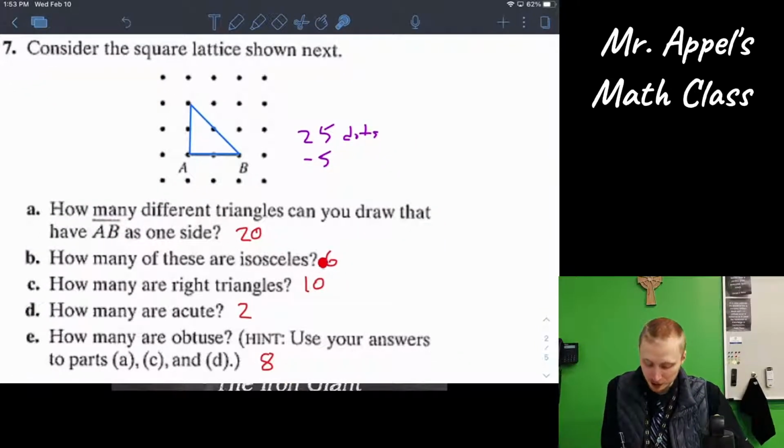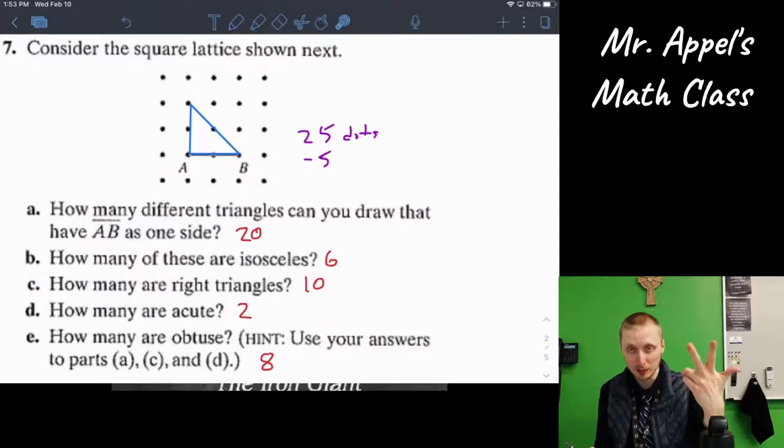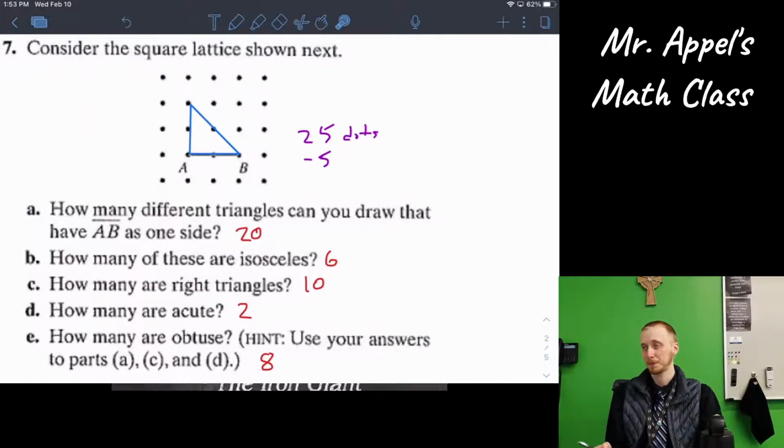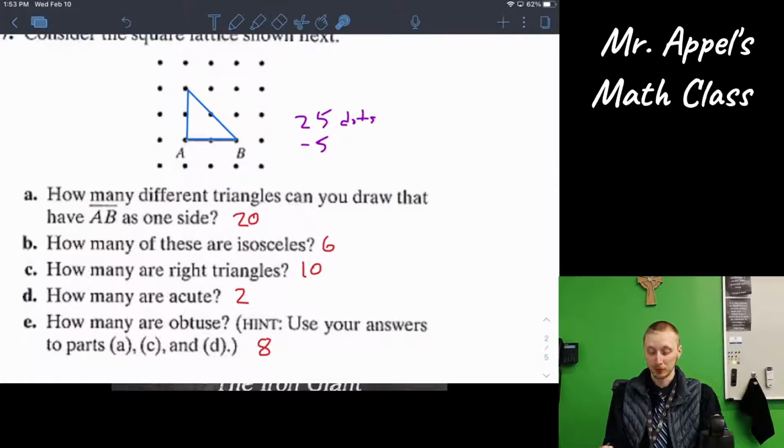And we probably will have to actually draw some of them to at least get a feel for which dots, which rows or columns, or maybe a diagonal, everything, to find out which ones can be isosceles, which ones can be right, which ones can be acute. And obtuse, you could find it the same way as acute and right, but I would recommend, by that point, everything has to be either right, acute, or obtuse. So if you found all the rights and the acutes, just subtract from the total, the leftovers must be obtuse. Okay.